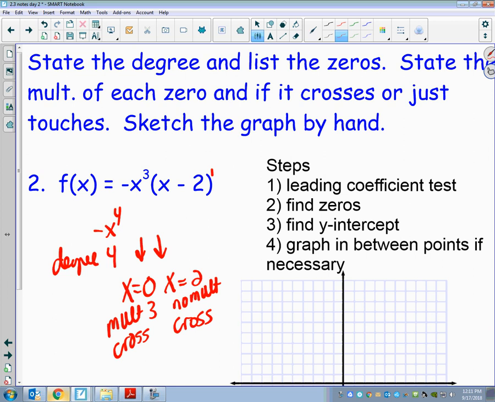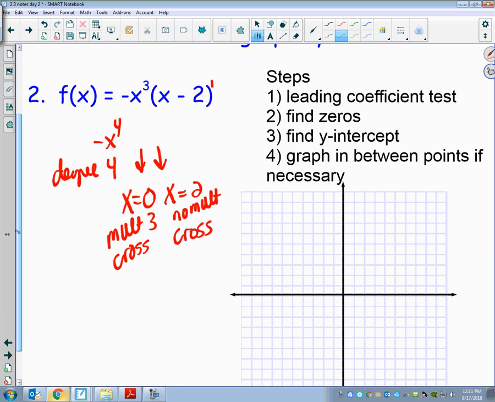Did I answer all that stuff? State the degree, list the zeros, multiplicity, crosses or touches, sketch the graph by hand. So I gave you some steps here. Leading coefficient test, that's the end behavior, right? That's what I did right here. Find the zeros. Find the y-intercept if easy to find. So I'm going to put if easy. And then graph points in between. So what do I know right now? I know there's a zero at 0. I know there's a zero at 2. And I also know my end behavior: this side goes down and this side goes down.